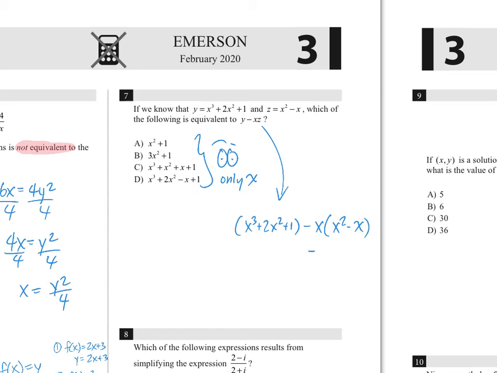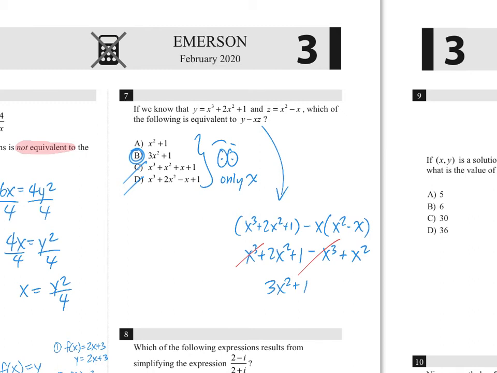So now we just need to simplify, or actually distribute, I guess is a better way to phrase it, that second part, and then combine like terms with what we have in the front. So x cubed minus x cubed, oh, there are no more x cubes. So C and D go out the window. And we have 2x squared plus x squared. So that's going to be 3x squared minus, oh, sorry, plus 1. And that means the answer is B.